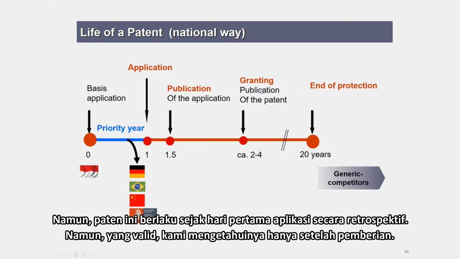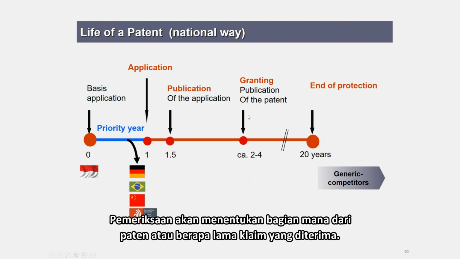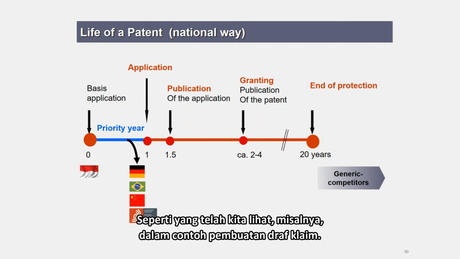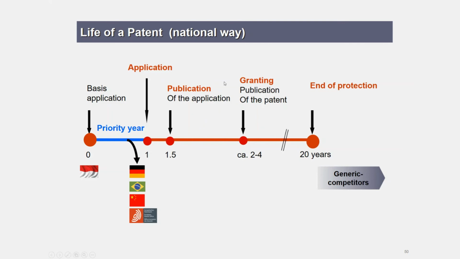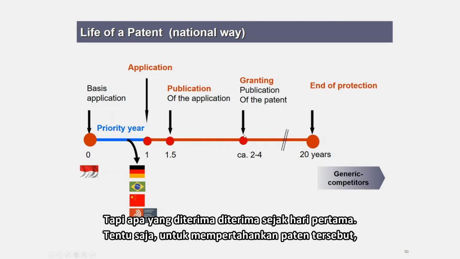This time it is the publication of the patent, and this patent is, however, valid from the very first day of application retrospectively. However, what is valid, we know it only after granting. So the examination will decide which part of the patent or what is the extent of the accepted claims, as we have seen, for example, in our example of claim drafting. But what is accepted is accepted from the very first day on.